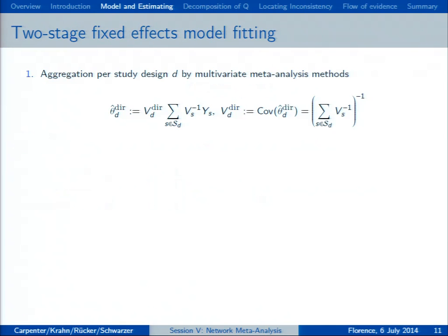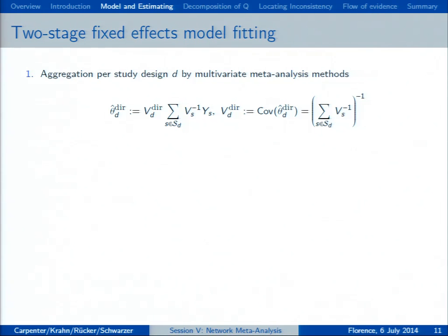We can alternatively fit this model in 2 stages. The first stage is to aggregate the studies per design by multivariate meta-analysis. We have seen this in the session before. The aggregation step uses the inverse variance weighting method in the multivariate sense. So if we have in our network studies that compared more than 2 treatments, if we have multi-arm studies, we can use this formula to aggregate the treatment effects and the variances per design.